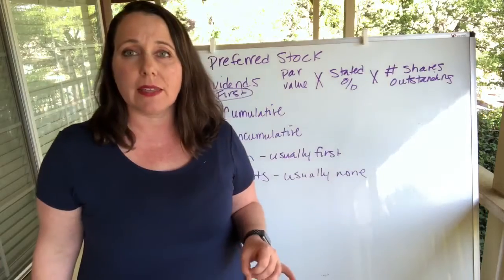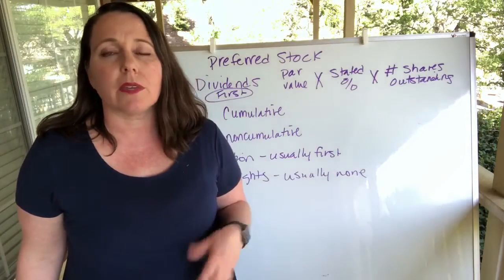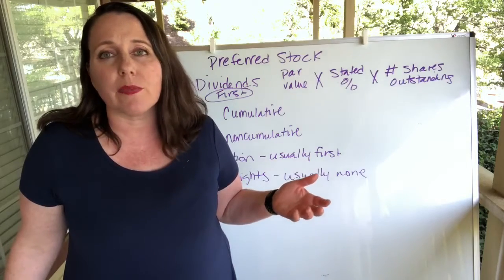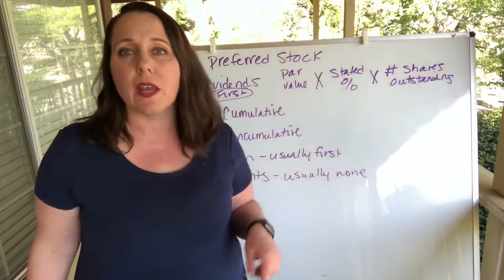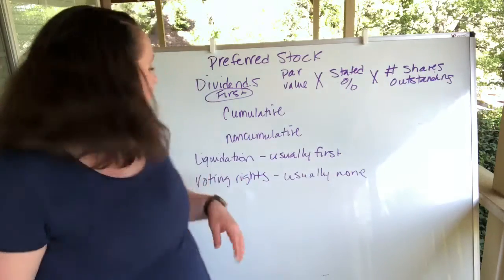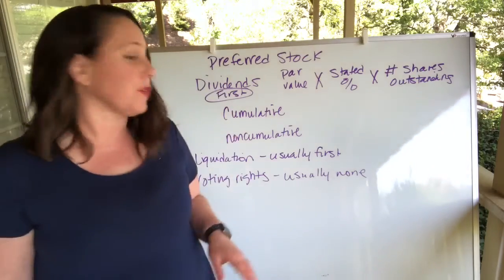Non-cumulative means it doesn't accumulate. It means if 1 year we don't declare a dividend, sorry preferred, you are just out of luck. The next year you just get your regular dividend before common gets paid. Preferred stock, so they get their dividends first.